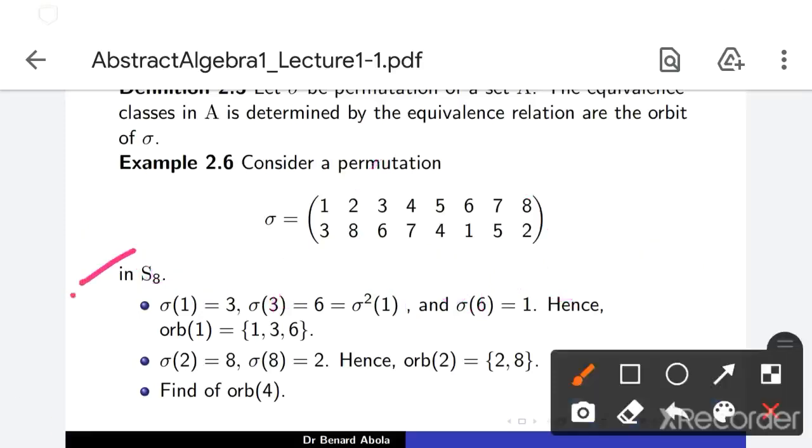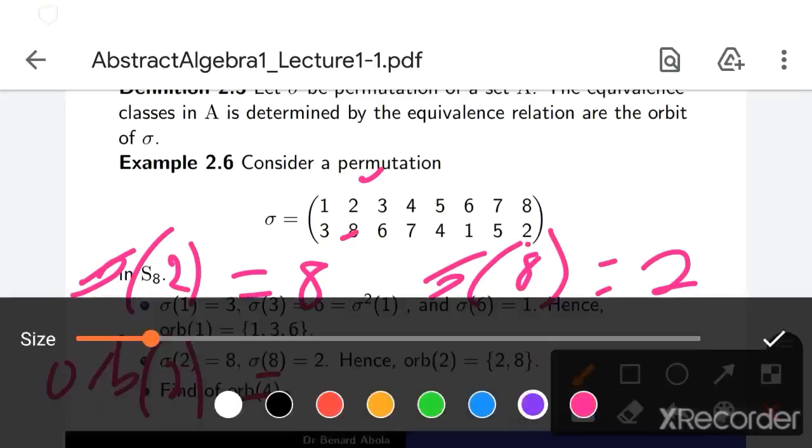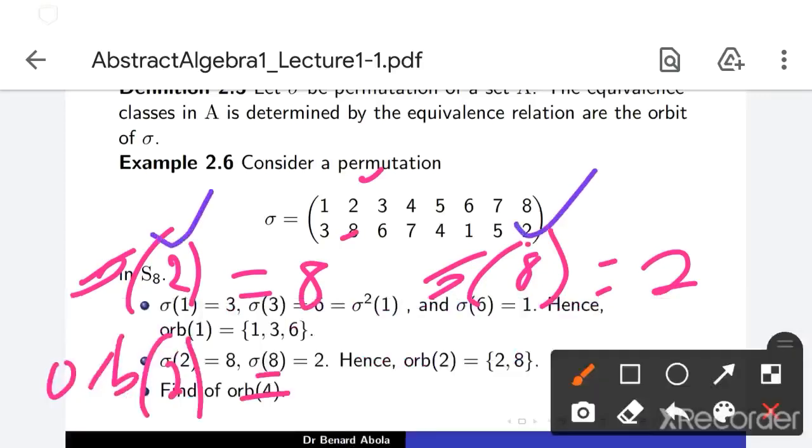So the permutation of 2 gives you 8. Then when I take 8, it gives me a 2. So that is already an orbit, meaning that the orbit of 2, you check for the inner ones, they are only 2 and 8. So the set becomes 2, 8. So you realize that this set gives you the orbit. 2 gives you 8, and 8 gives you 2 when I take their permutations. So that becomes an orbit.